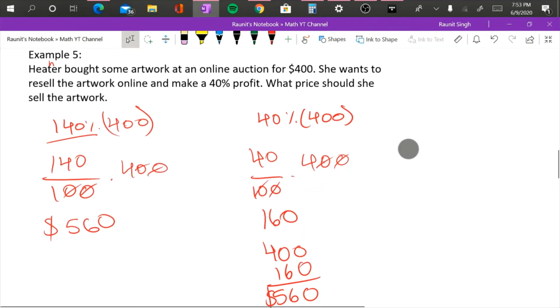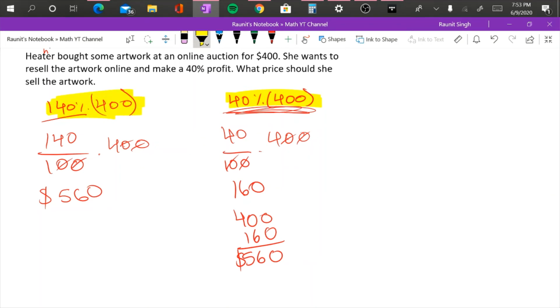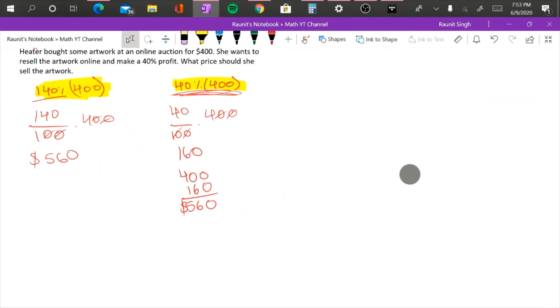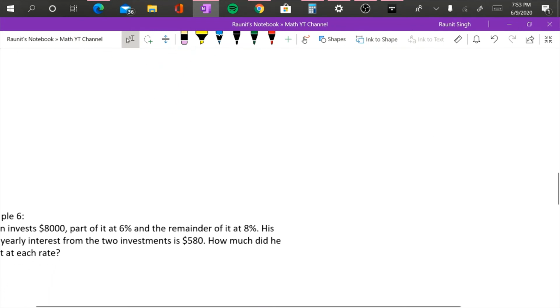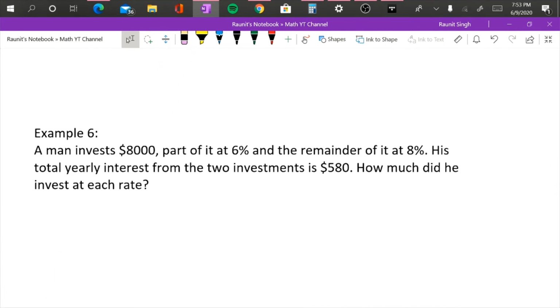So you can see that when doing this method, the 40% of 400, that's going to take a little bit more time than this one. So yeah, it's based on your personal preference on which one you want to do, but I prefer to do the simpler way.